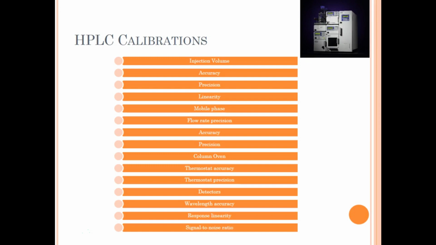Some typical calibration parameters that are looked at for an HPLC instrument would include things like injection volume accuracy, precision, linearity, mobile phase adjustments, flow rate precision, column oven temperature, thermostat accuracy, detector wavelength accuracy, signal to noise ratio, etc. And all of these parameters would have acceptance criteria listed in the calibration procedure.